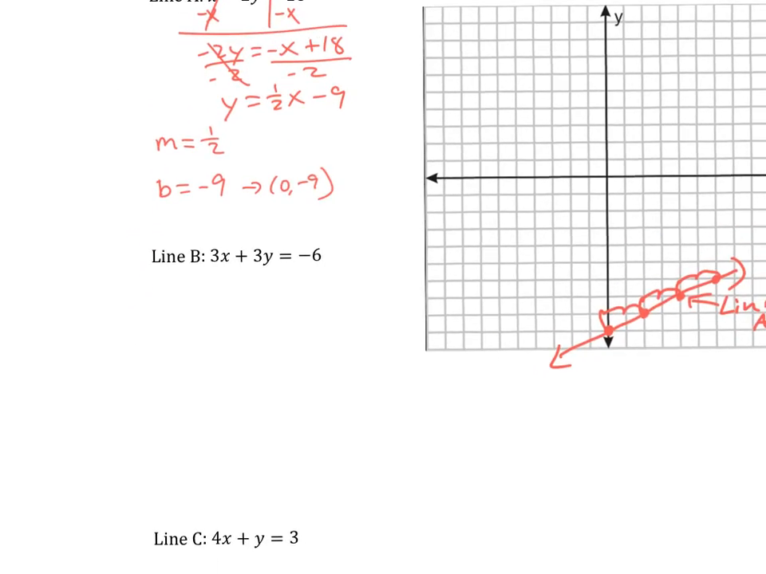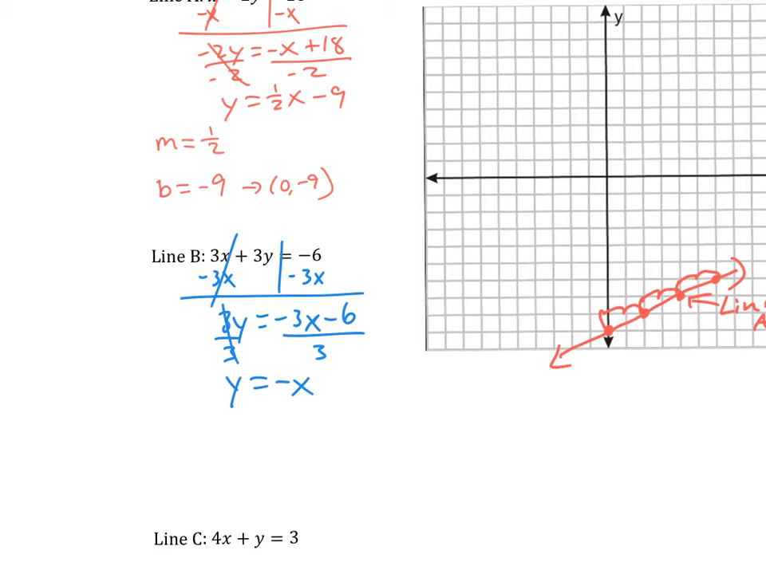All right, I'm going to do that same method here again for line B, which is rewrite it into slope-intercept form. So we'll move our x term over. We'll end up with 3y is equal to -3x minus 6. And then we'll divide everything by 3 to get the y all by itself. So we get that y is equal to -3 divided by 3 is -1, so that's just -x, and -6 divided by 3 is -2. So our slope is going to be equal to -1, or -1 over 1, and our y-intercept, our b, is equal to -2, or the point (0, -2).